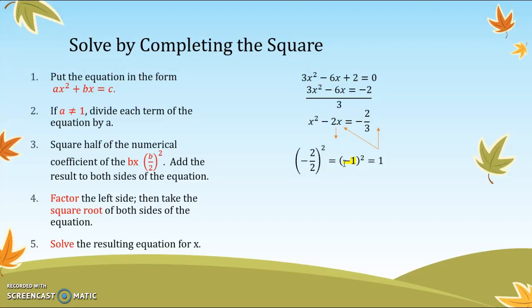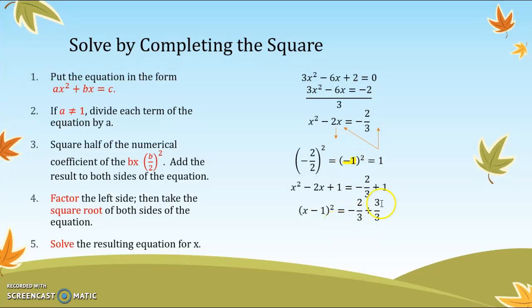I need to add 1 to both sides, so add the result to both sides of the equation. That will give us x squared minus 2x plus 1 equal to negative 2/3 plus 1. On the left, I have given myself a perfect square trinomial, and I will write it in factored form of x minus 1 squared, again, using this negative 1 to help us factor.